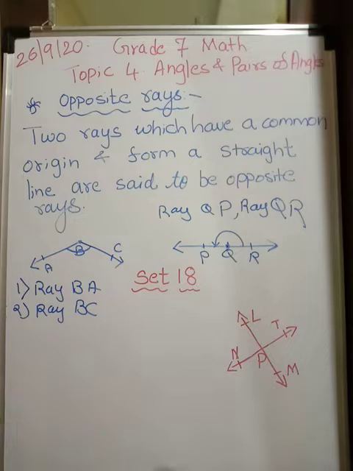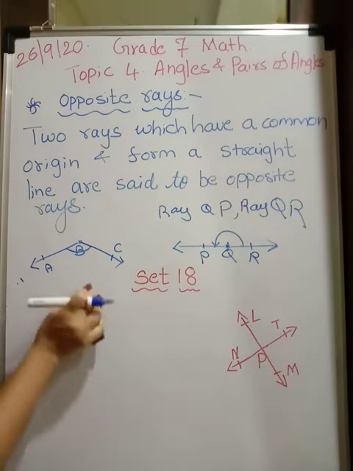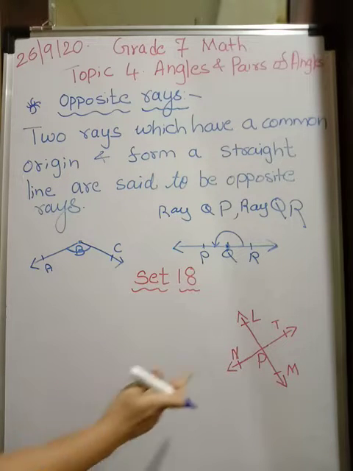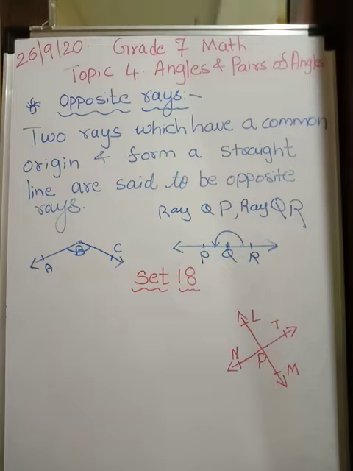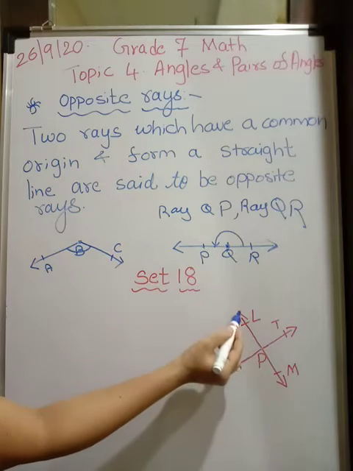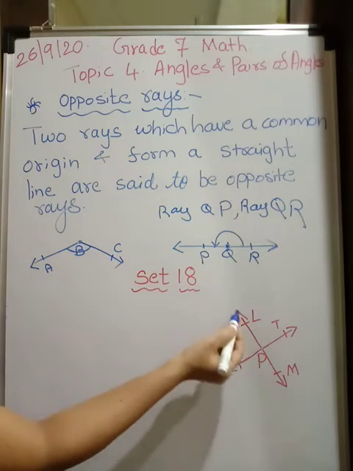Okay, so based on this, now let us go for exercise or set 18. Just see in your textbook, question 1. This is the diagram which is given, and they say, name the pair of opposite rays in the figure alongside. Now, see, this is a common point. So, this is one ray and this is another ray. This is forming a straight line.